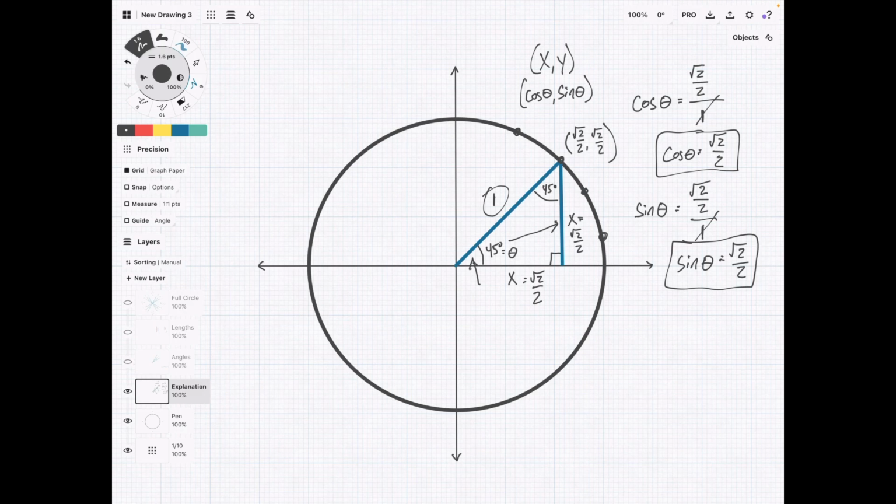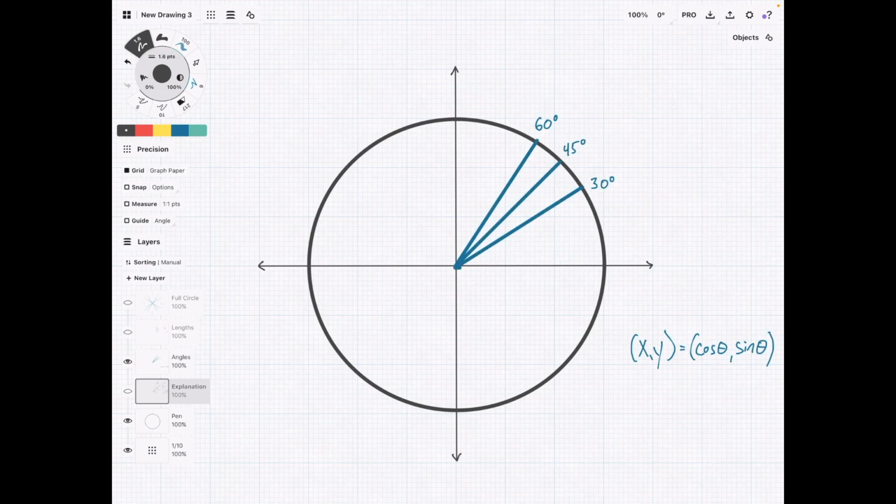So now we can see, just from this one example, how we can start forming a visual representation of all the different trig values and where they land on the circle. Okay, so now what we're going to do is plot a few angles here. We plotted 45 before, and now I've added 60 and 30 degrees. And again, I've got our little reference equation down in the bottom here.